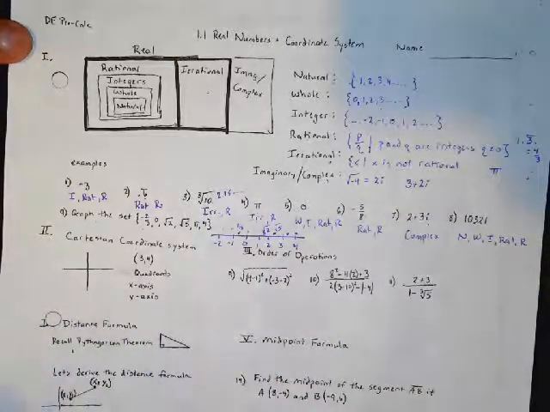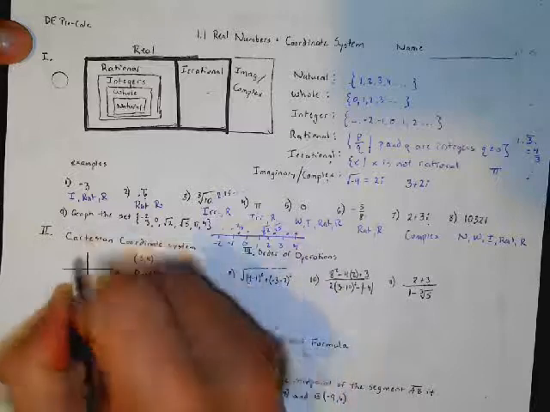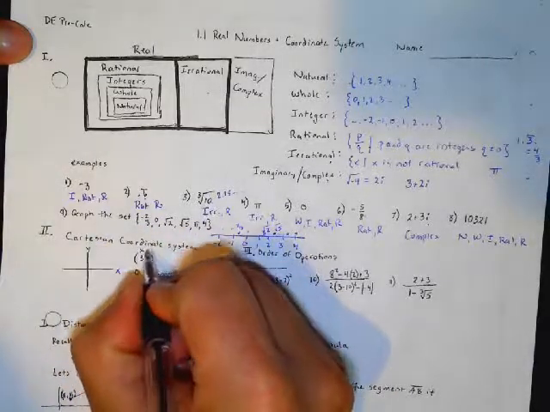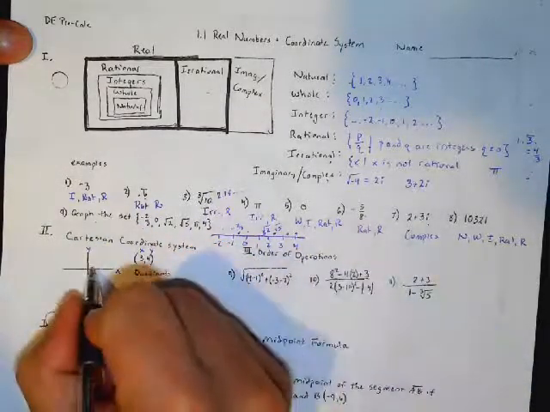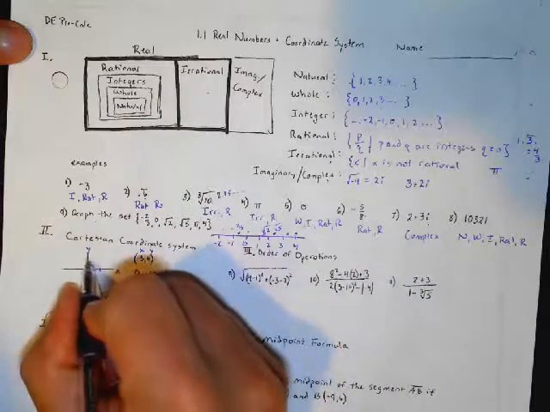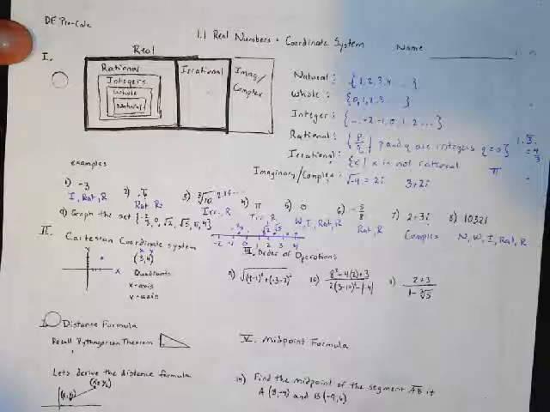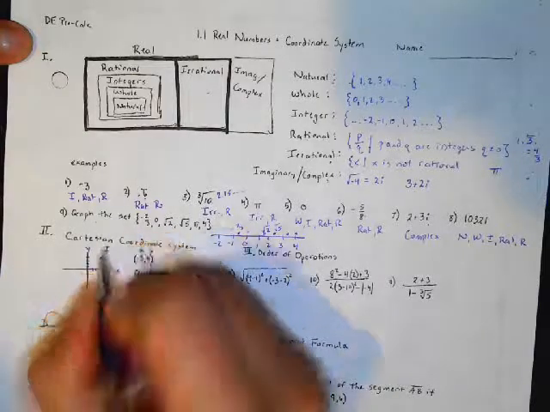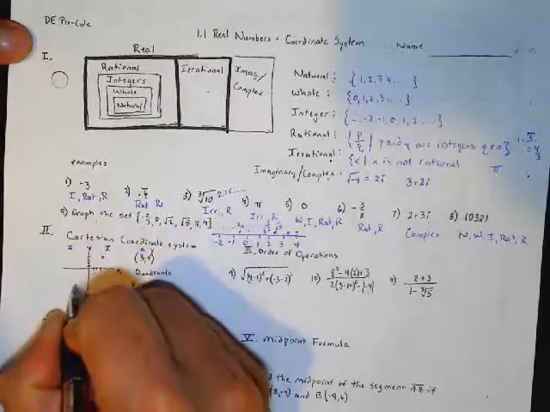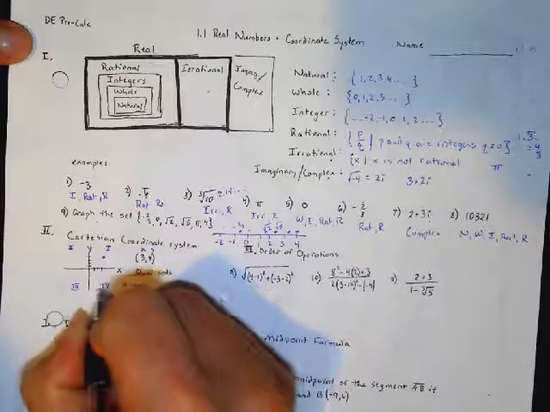If you remember your Cartesian plane, this is our x and this is our y. So if our x is 3 and our y is 4, we have this point right here. Talking about our quadrants, this is quadrant 1, quadrant 2, quadrant 3, quadrant 4.